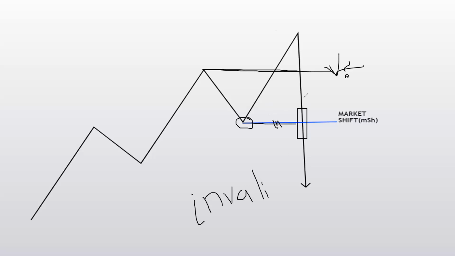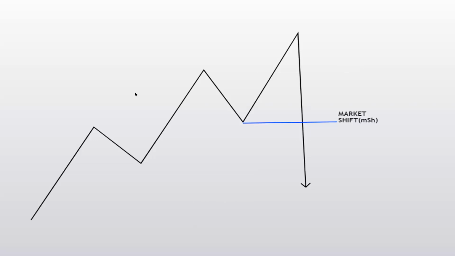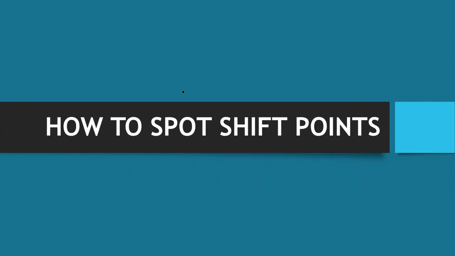So now the market has entered a transition phase. This is what we call a transition phase. We are waiting for the price to create a new area of liquidity so that we can take our movements. So how do we spot these shift points? Let us look at how to spot them.